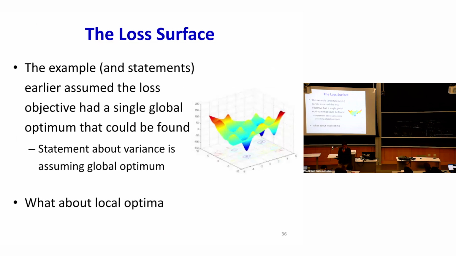Here's the other problem. In all of this, I'm assuming that the loss function has one nice clean minimum. The loss surface can be hideous, like this one over here. Lots of valleys, lots of little local minima. Which one are you going to find? All gradient descent does is to walk down. It's going to walk down into the closest local minimum.